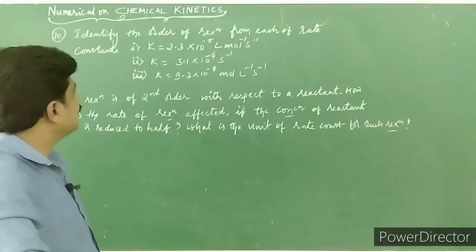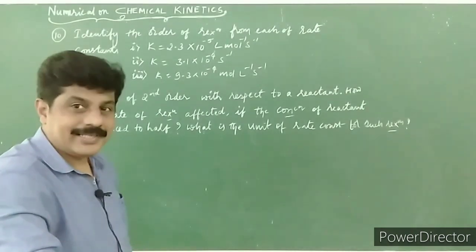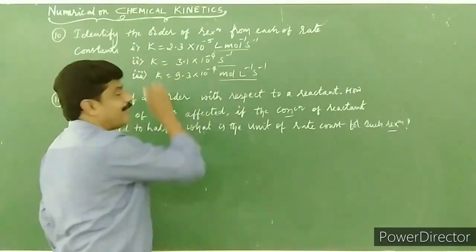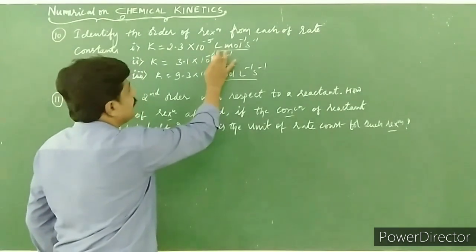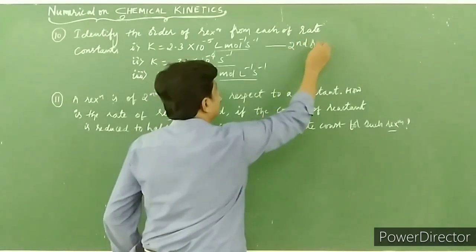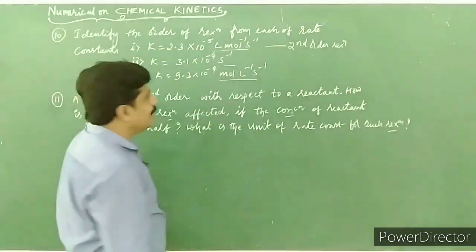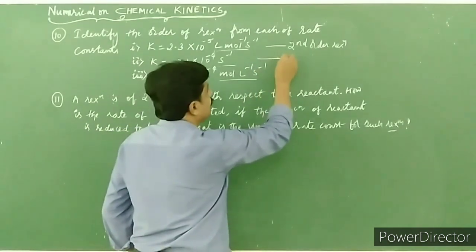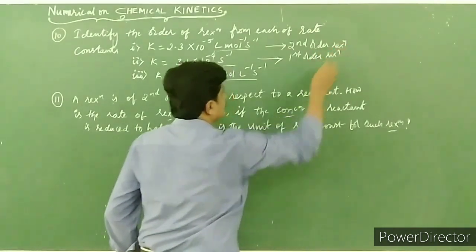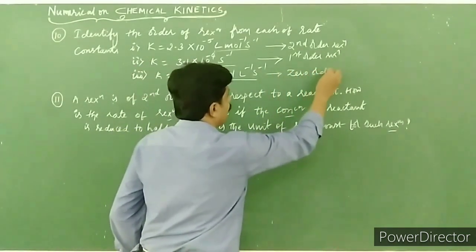Children, how to identify the order of reaction just by seeing the rate constant value? You can easily identify by seeing the units associated with each of the rate constant values. Now look at here, the first one, liter per mole per second. Children, it is for a second order reaction. So this is a second order reaction. Now look at here, per second. Per second is the unit of the rate constant for a first order reaction. Mole per liter per second is for the zero order reaction.